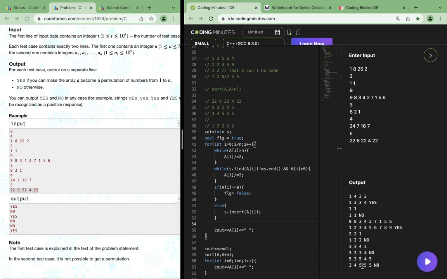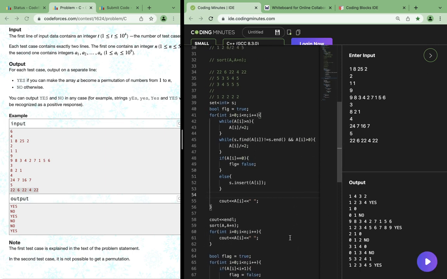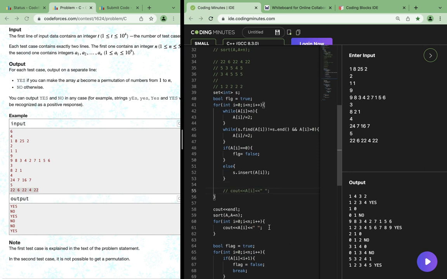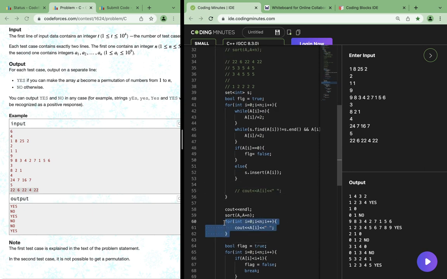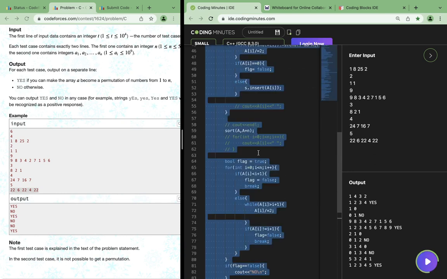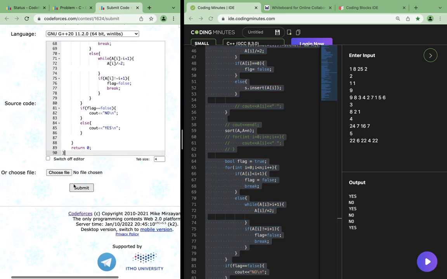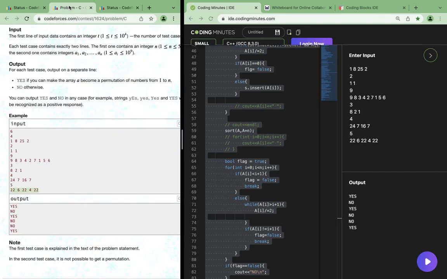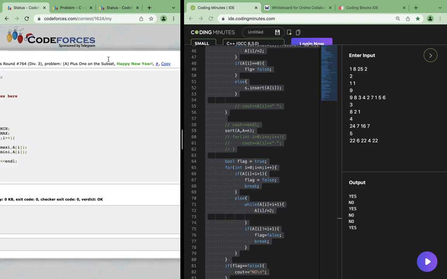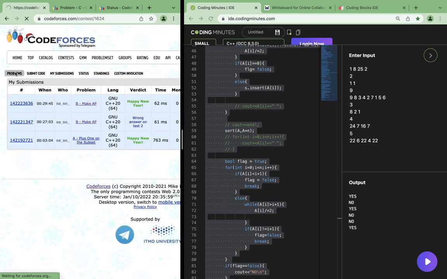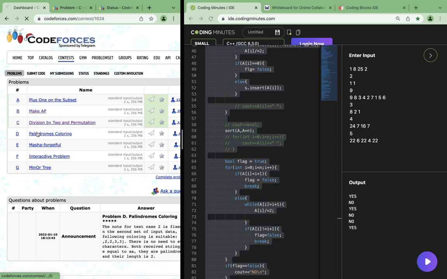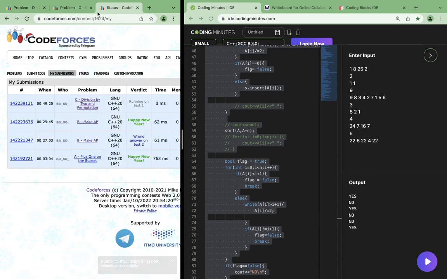So when we find 5, 5 is already there. Does this work? Does this work? Maybe this works. Yes, of course it does. Okay, this was correct, I assume.